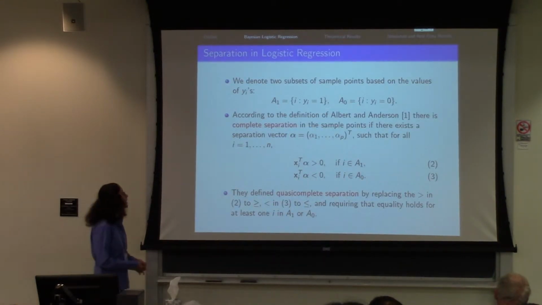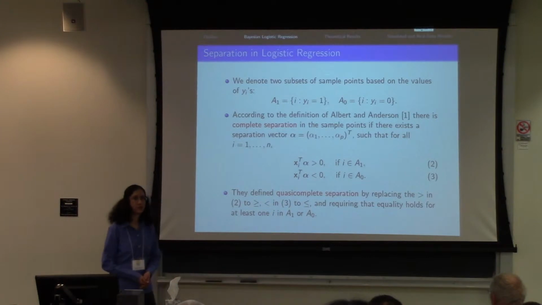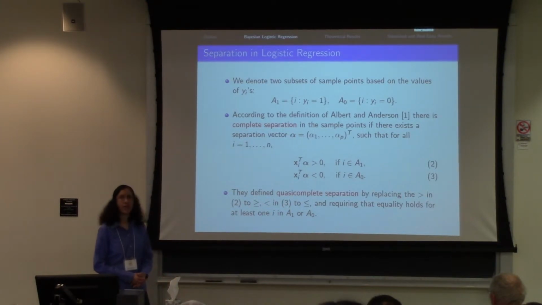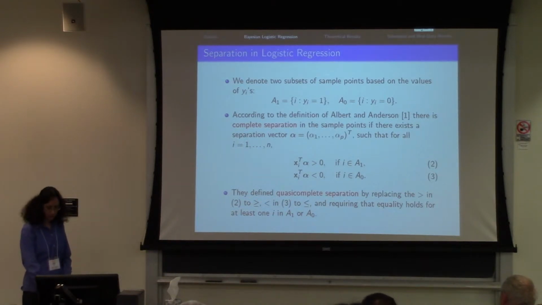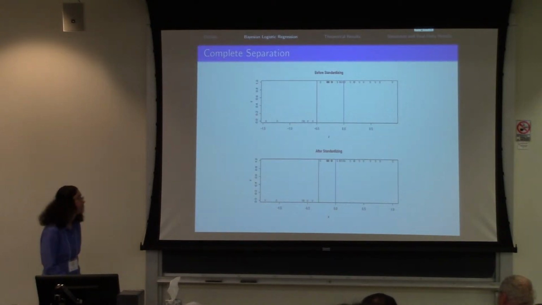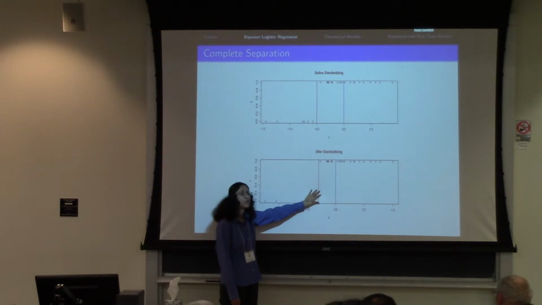So in general, complete separation is defined this way, which basically means that if there is a linear combination of the predictors that can perfectly classify the response variables into two groups corresponding to y equals 1 and y equals 0, then we have complete separation. And there's another notion of separation called quasi-complete separation, which would basically mean if we had points on the separation line where we can allow some ambiguity, in the sense that on the separation line, quasi-complete separation allows both y equals 0 and y equals 1.